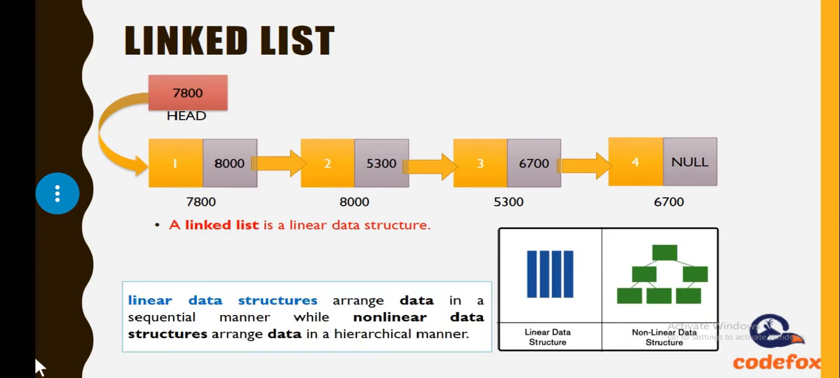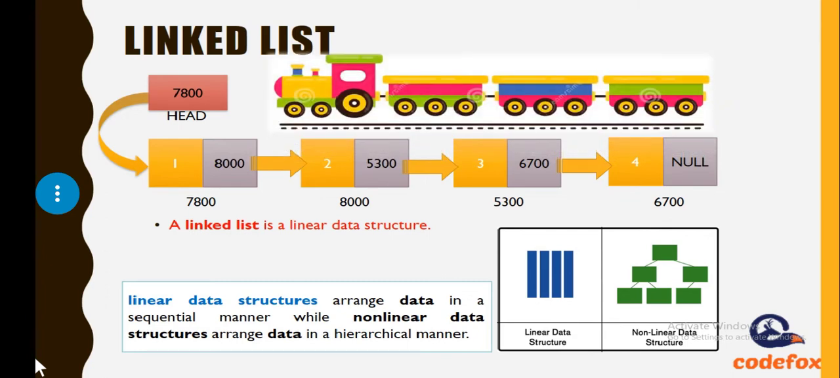So linear data structure arranges the data in sequential manner, while in case of nonlinear data structure, it arranges data in hierarchical manner. Some examples of linear data structures are linked list or arrays, and for nonlinear data structure it can be trees.